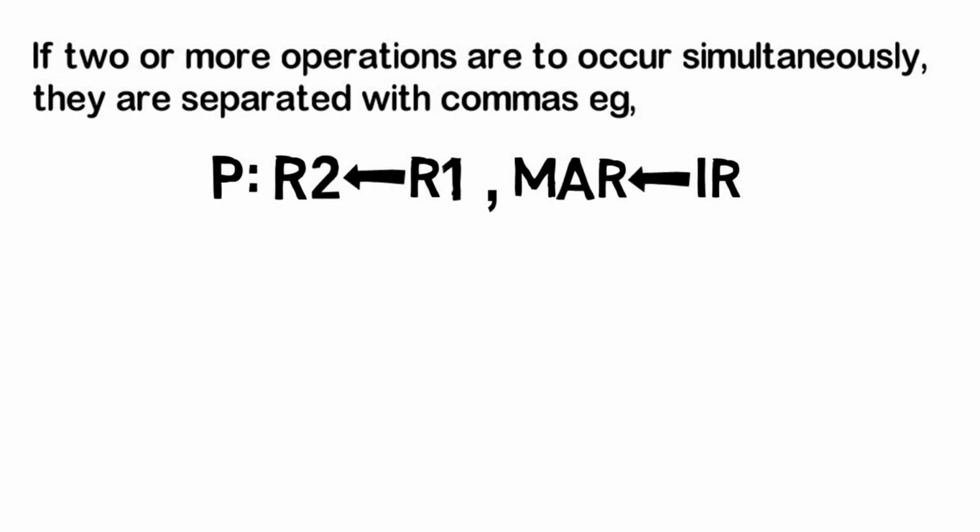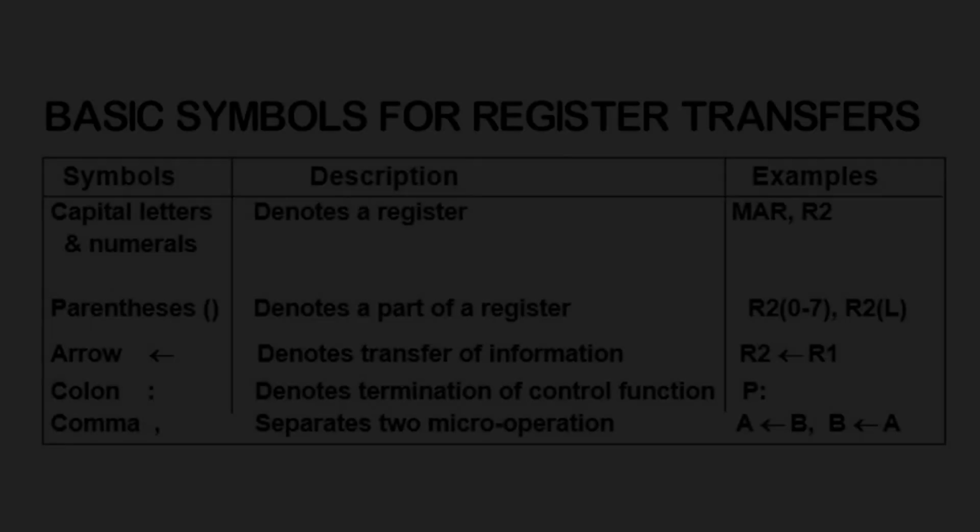Now if I want to perform two operations simultaneously, I can also write it as shown in the diagram, and both the register operations are separated by a comma operator. So basically both operations will execute in one cycle. For example, if P is equal to 1, then the content of R1 will be transferred to R2 and the content of IR will be transferred to MAR. MAR is nothing but the memory address register and IR is the instruction register.